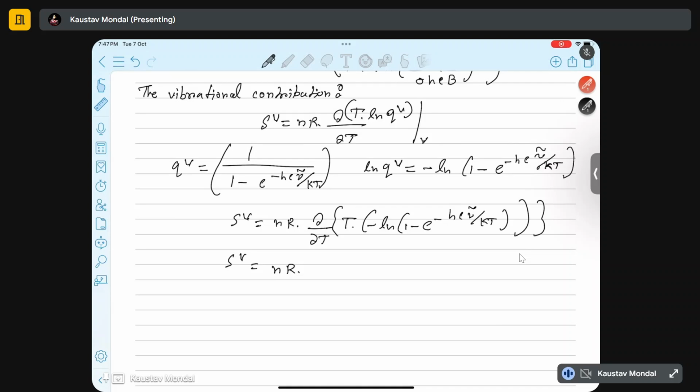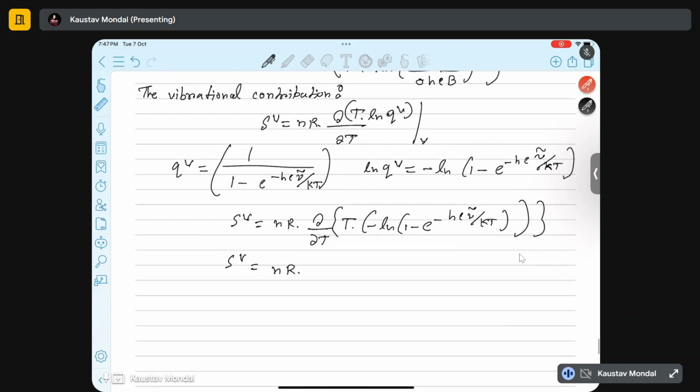So first, let's do the derivative. Let's take T as fixed first. If you do the derivative of this big ln term, that gives you minus 1 by 1 minus e to the power minus hc nu tilde by kT into e to the power minus hc nu tilde by kT into hc nu tilde by kT square, right?